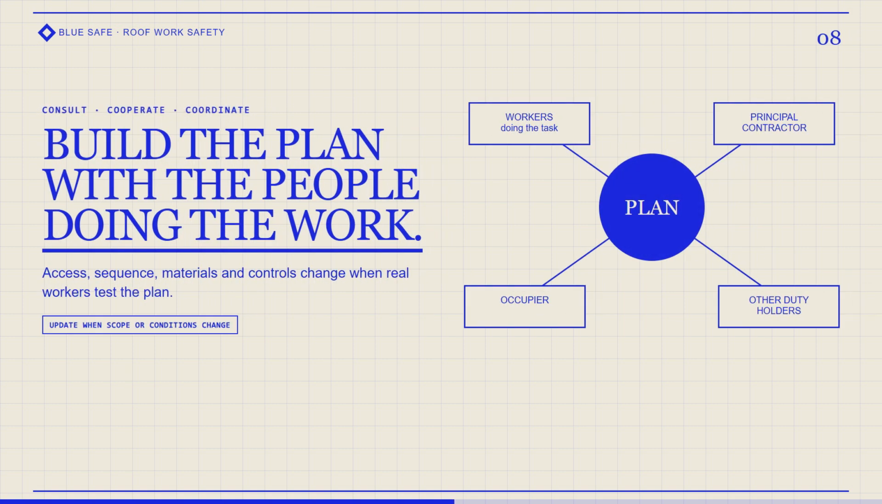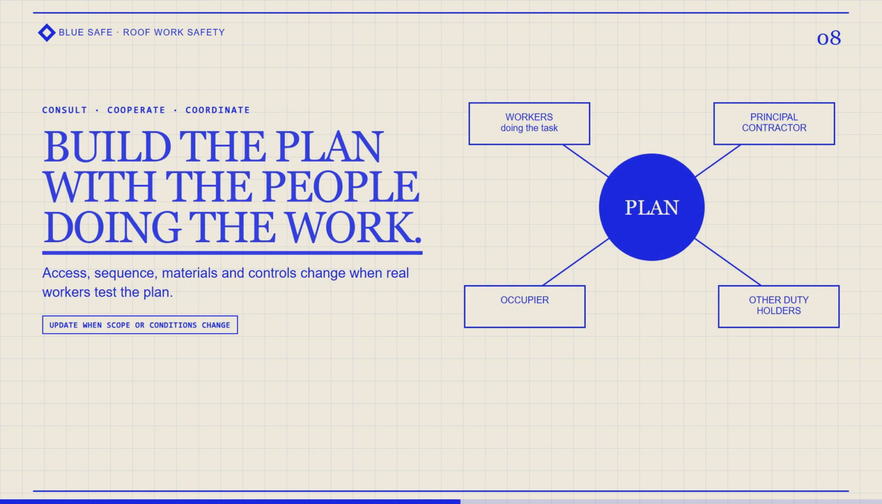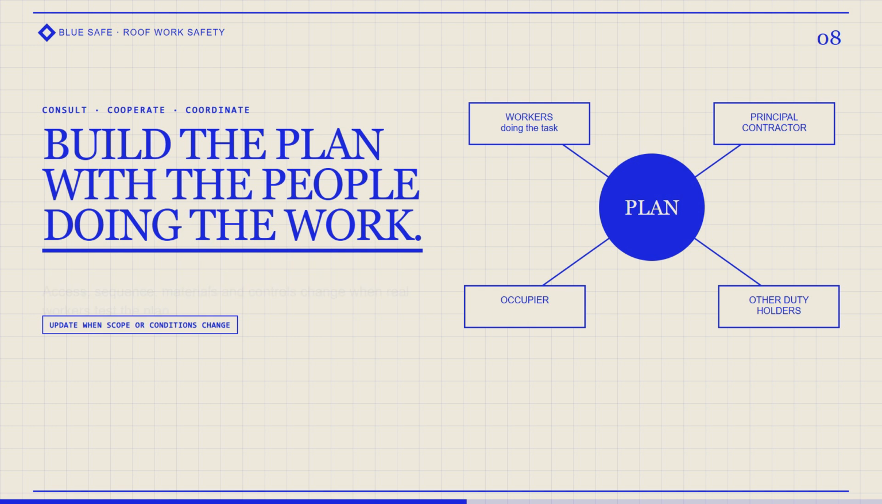Consult the workers doing the task. They may see practical problems in access, sequencing, handling materials or keeping controls in place. Consultation is required on WHS matters affecting workers, including hazard identification, risk assessment and control decisions. Coordinate with the principal contractor, occupier and other duty holders, then update the plan when the scope or conditions change.